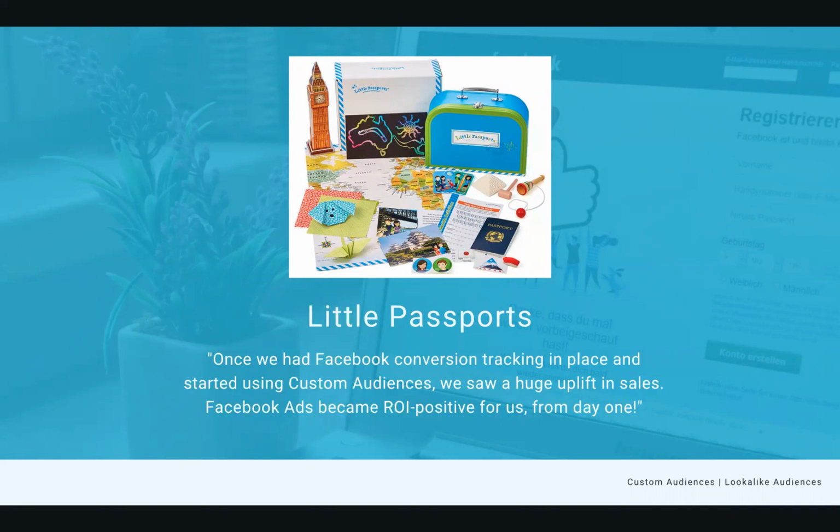This example is talking about the success of a company called Little Passports, a small business whose aim was to better educate children about geography and the world around them. Using lookalike audiences through Facebook, they were able to accurately target potential customers with a high chance of conversion. And the results for this small business were beyond what they expected.